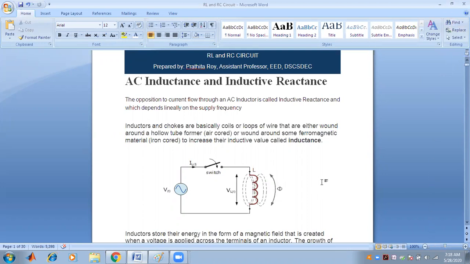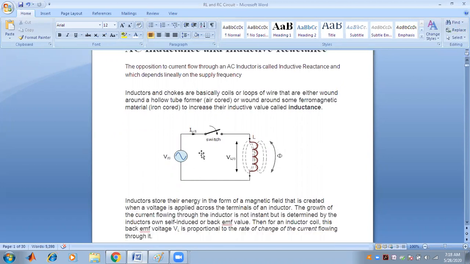In order to view the AC inductance and inductive reactance, this is the general formation of an L circuit. Only the L circuit is there. We apply an AC voltage and allow a current IL to flow through the circuit, which in turn generates a flux. Flux phi is proportional to L, and phi is equal to LI. The opposition to current flow through an AC inductor is called the inductive reactance, which depends linearly on the supply frequency. So we will mainly focus on the inductive reactance.